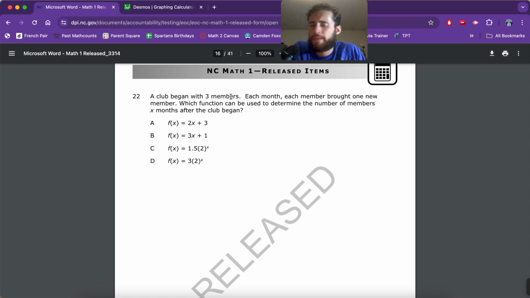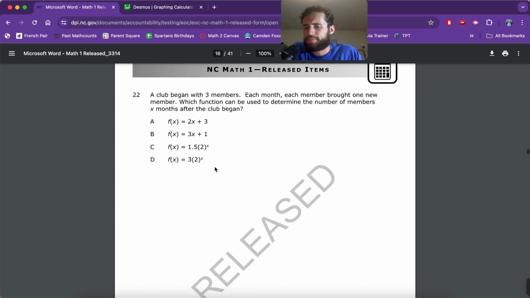Okay. So I guess then we would do 1.5 times 2 to the X. No, it wouldn't be that. It would be D, because when you input 0 weeks, 2 to the 0 is 1. So 3 times 1 is 3. So you want to start with 3 people, not 1.5. Okay, so D is your answer there.